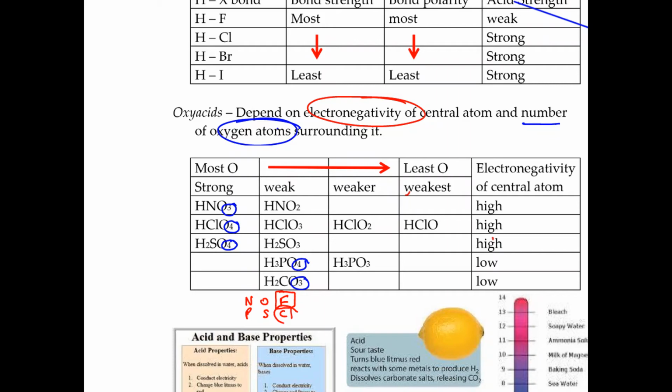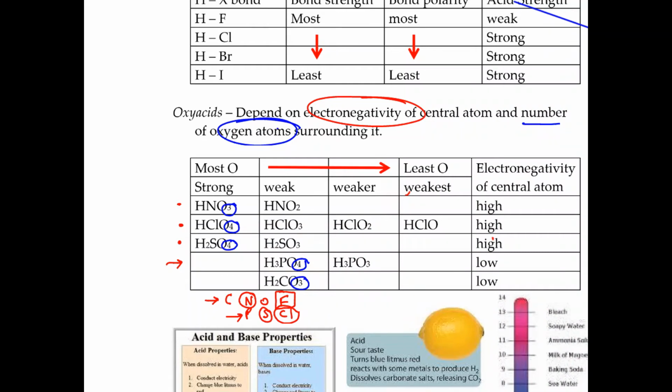So notice that Cl is very close to F, and HClO4 is a strong acid. Notice that HNO3 is strong, and N is fairly close to F in electronegativity. Notice that H2SO4 is strong, and S is fairly close to F in electronegativity. However, look at H3PO4. See that? That one is not as close to F in electronegativity, and so that one is not going to be a strong acid. And carbon is over here. Notice that one is also not as strong in electronegativity.